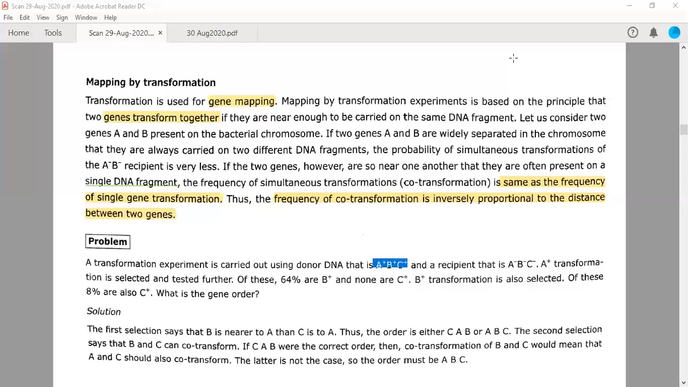So it is explaining generalized only. So where is the second one? Specialized. So specialized transduction differs from the generalized one in several ways. It is mediated by specific temperate phage. So first of all, there is a difference.